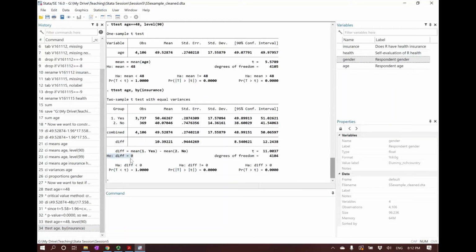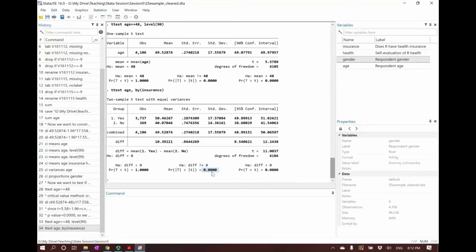So this is our null hypothesis, and if you'd like to look at only a two-tailed test, by looking at the p-values here, it's pretty small, it's just 0. This means that you can reject the null hypothesis at 1%, 5%, and 10% significance level.